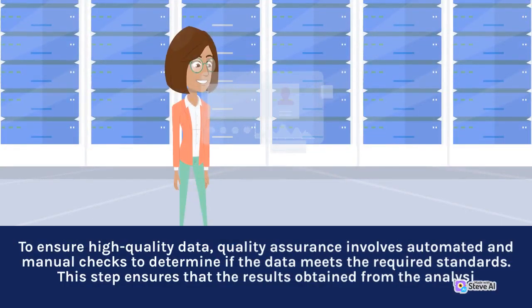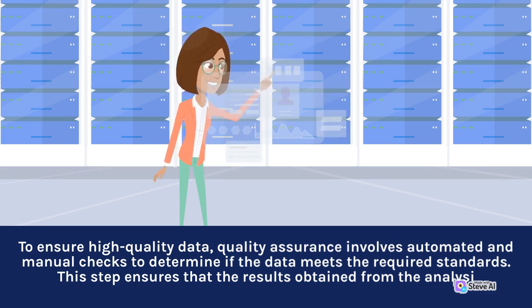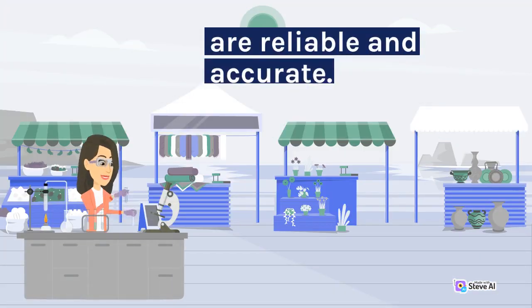To ensure high-quality data, quality assurance involves automated and manual checks to determine if the data meets the required standards. This step ensures that the results obtained from the analysis are reliable and accurate.